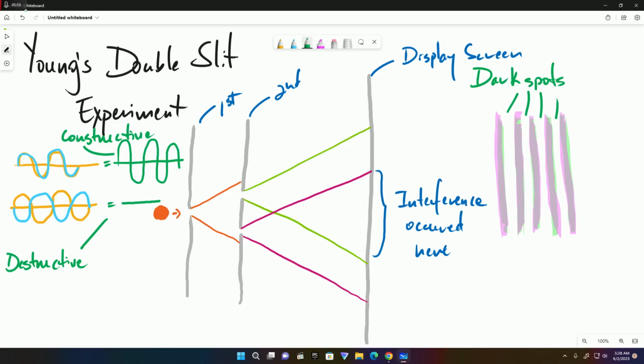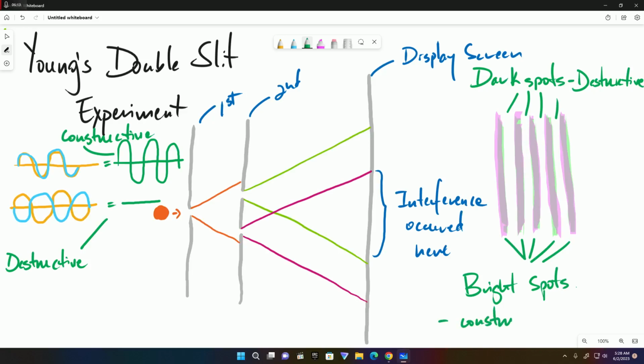So the dark spots were from destructive interference, and the bright spots were from constructive interference. Simple way to remember it: constructing is building, destructive is breaking down. Easiest way to remember it.